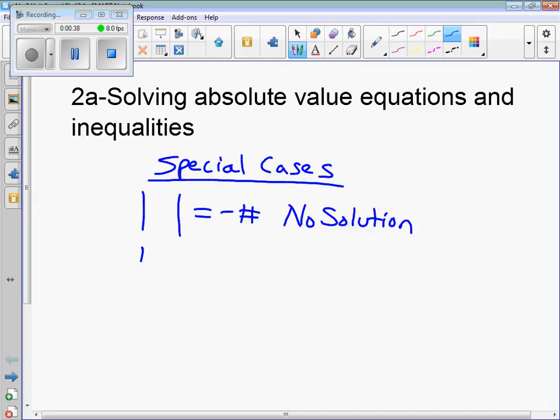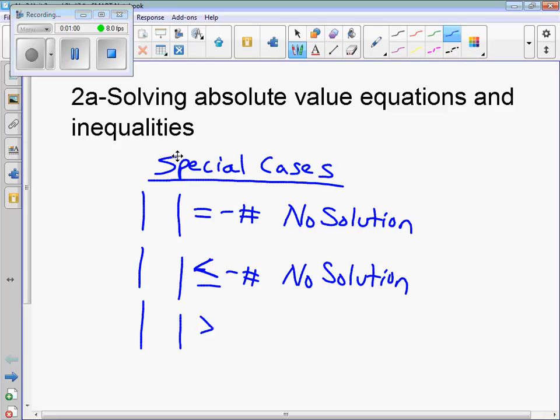If you ever have an absolute value of anything, like there are variables inside or numbers, less than or equal to a negative number, this is also no solution. If you have the absolute value of any number, letter, or terms greater than or equal to a negative number, this is all real solutions.